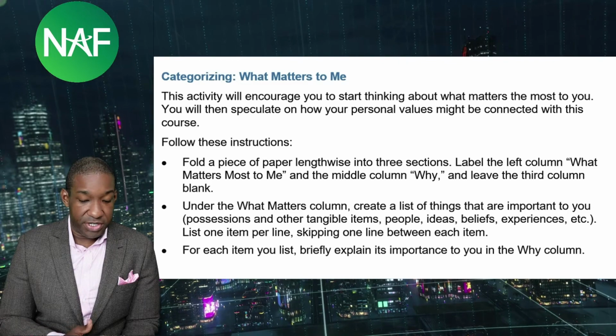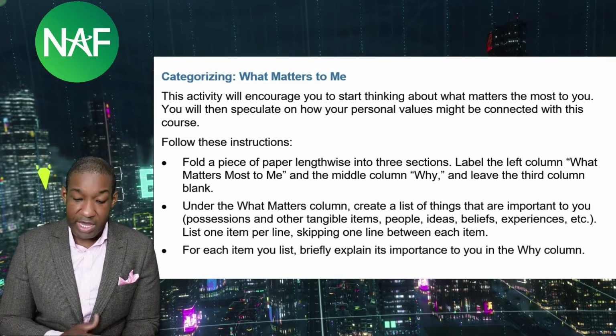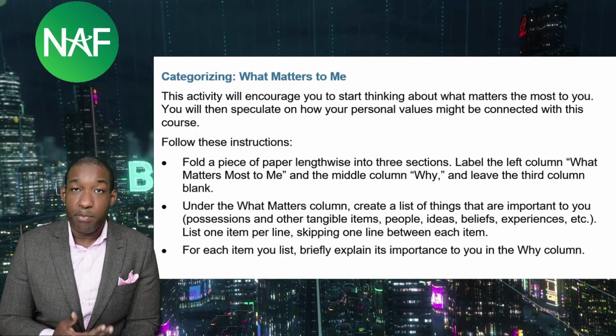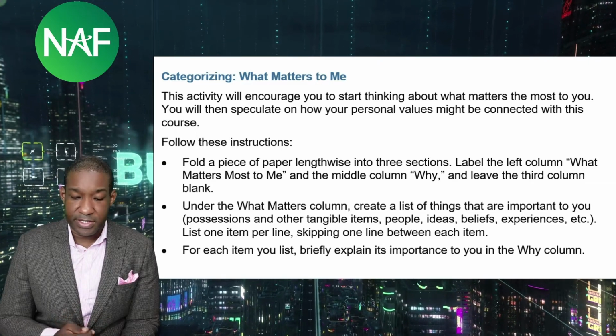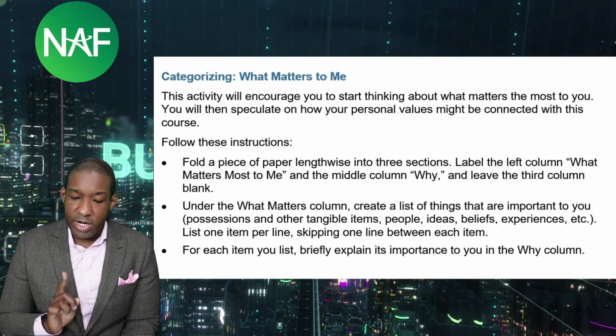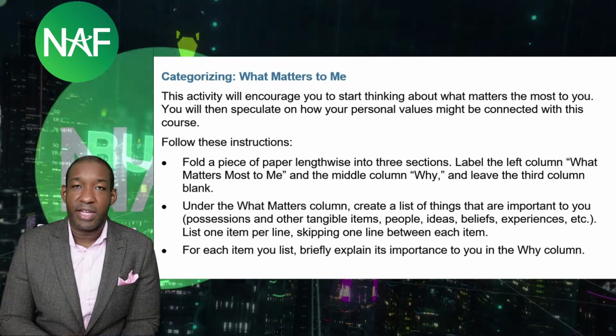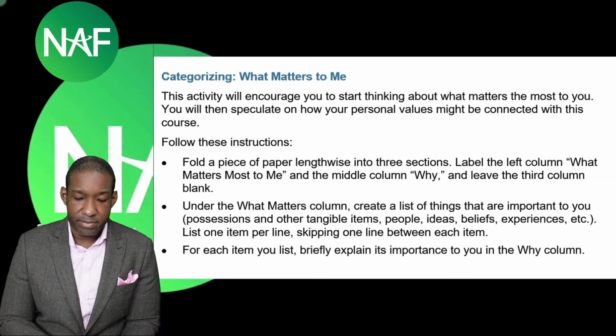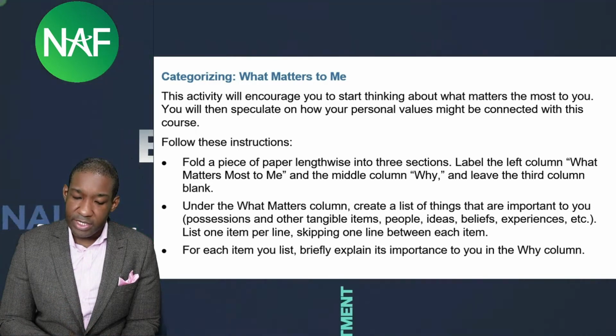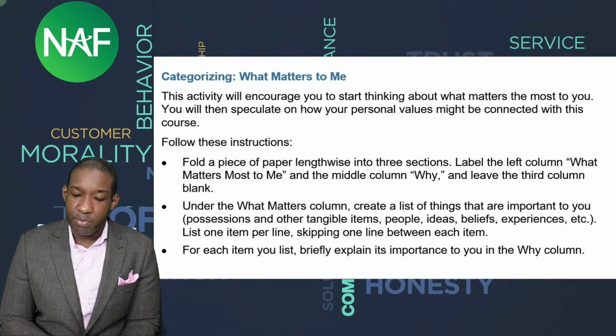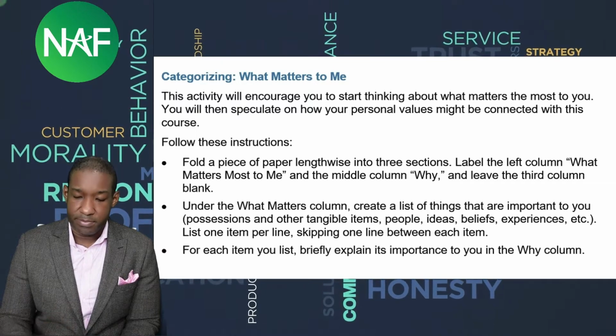It can be possessions and other tangible items. It could be people, ideas, beliefs, experiences, etc. List one item per line, skipping one line between each item. For each item you list, briefly explain its importance to you in the why column.